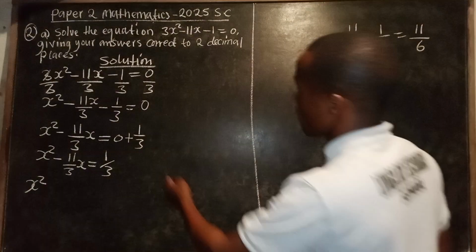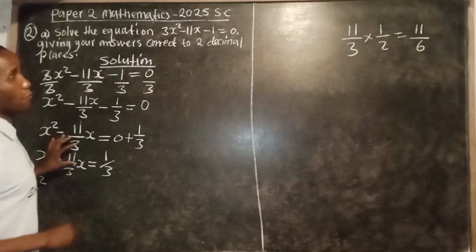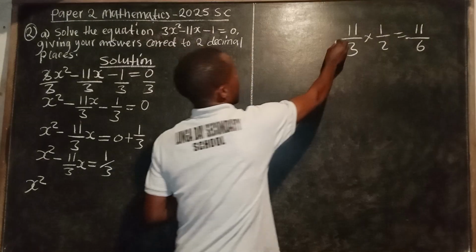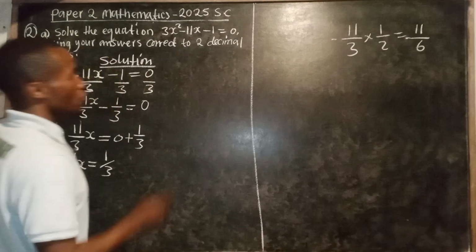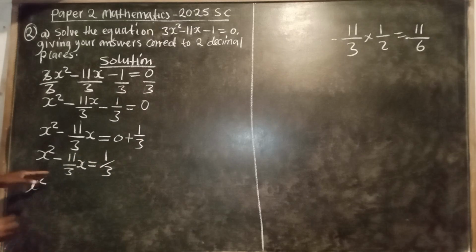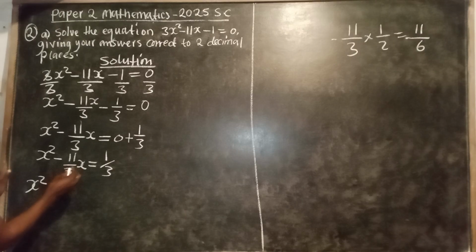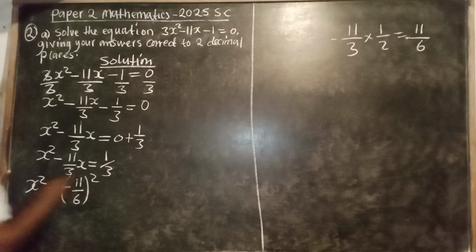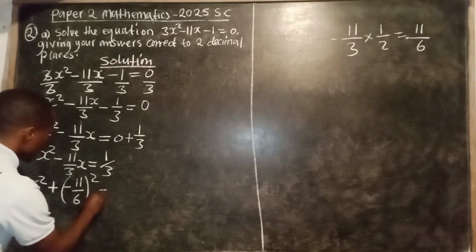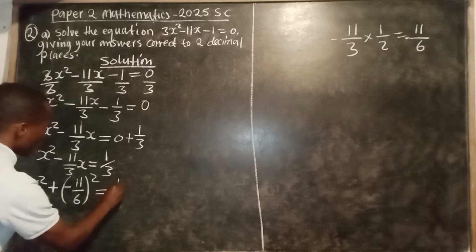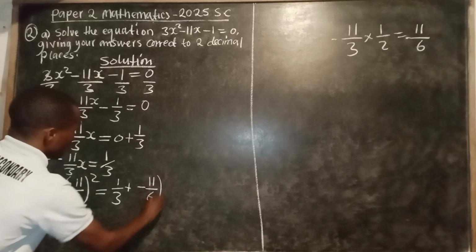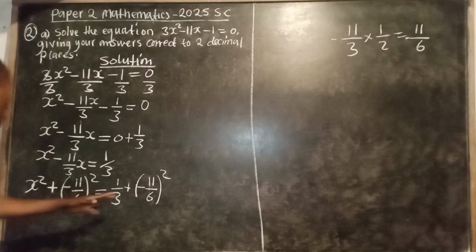But remember, this coefficient has a negative, so we don't need to forget about it. So the half will be negative 11 over 6. That negative 11 over 6 is the one that we are going to add to both sides. So here we say plus negative 11 over 6, then you square it. Then equals, here we have 1 over 3, then plus negative 11 over 6, then you square. The same on both sides.